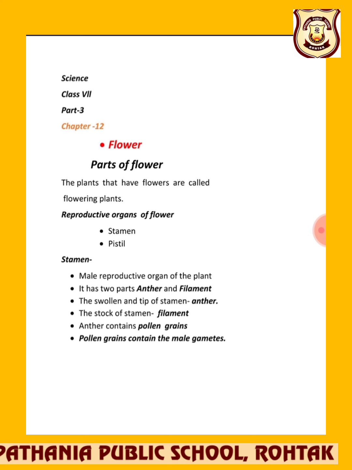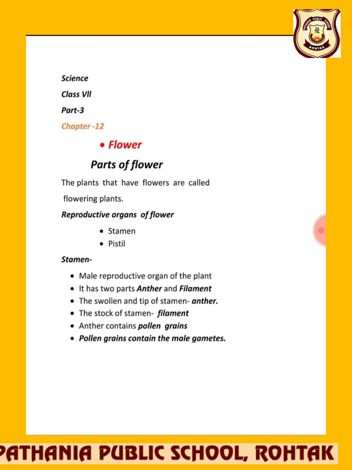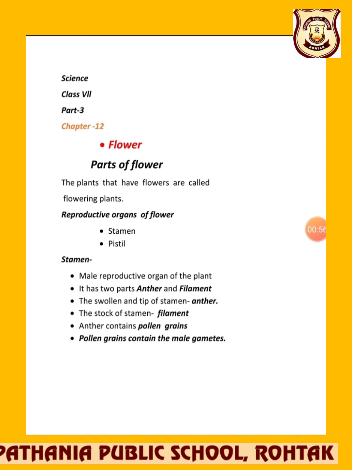As we all know, and I have discussed with you, the flower is the reproductive part of a plant. So today we are going to discuss the parts of the flower, what they are having. You can see the parts one by one on my screen. So, parts of the flower. The reproductive organs of a flower are two, stamen and pistil. Learn the spelling please. S-T-A-M-E-N, stamen, and P-I-S-T-I-L, pistil. So learn the spelling with them only.